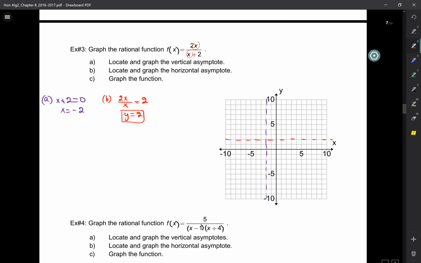Now, are there any zeros? How do I get the zeros? I set the numerator equal to 0. So I say 2x equals 0. x is what? 0. So at x equals 0, there is a zero.